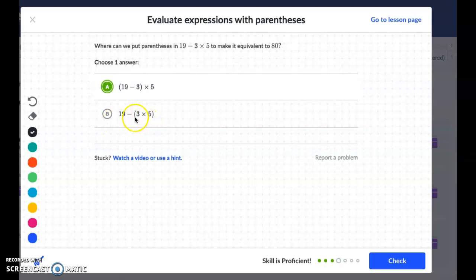Again, just to double check, 3 times 5 is 15. We have to do the parentheses first. So 3 times 5 is 15. 19 take away 15 would only be 4.